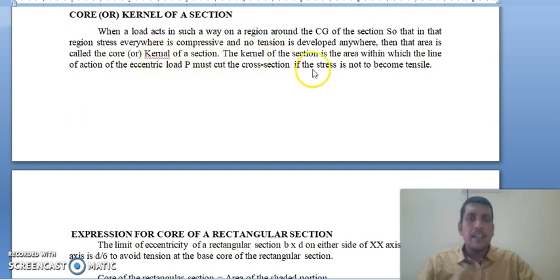The kernel of a section is the area within which the line of action of eccentric load P must cut the cross section if the stress is not to become tensile. The main concept is that even when a load is acting in this area, there will not be any tensile force. It is the concept.